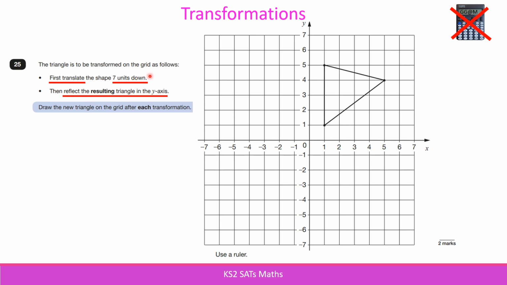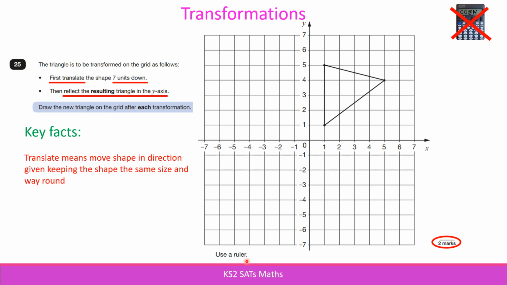So once you have translated it 7 units down, you must reflect that answer in the y-axis. You've got to draw this on a new triangle on the grid after each transformation. So you should be drawing 2 more triangles onto this grid, and that will be worth 2 marks in the exam. You must use a ruler to make sure your lines are nice and straight.